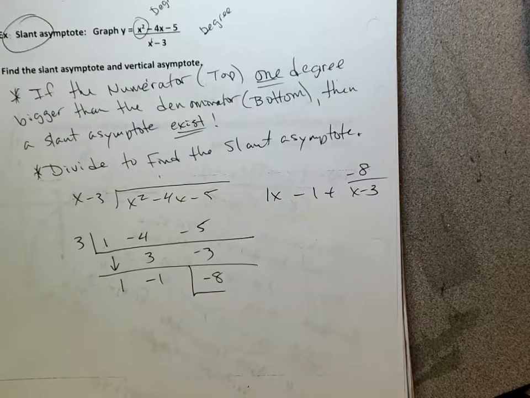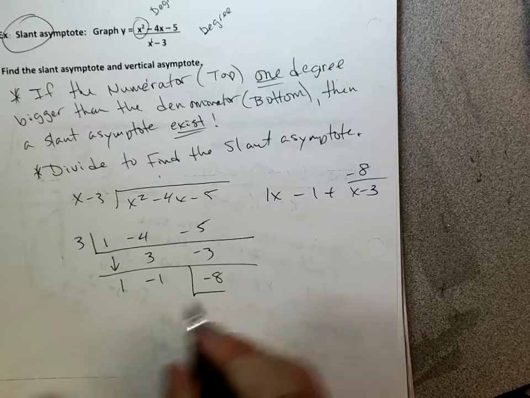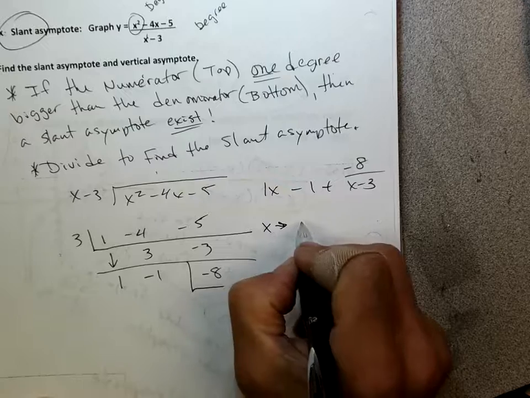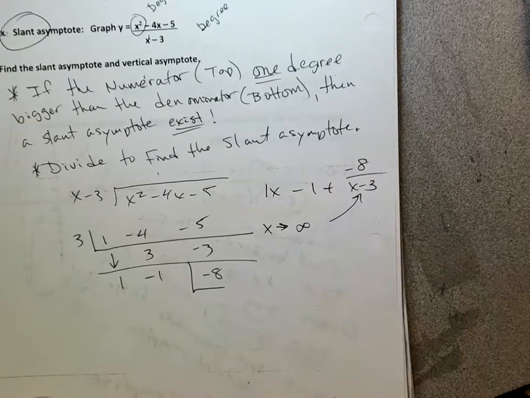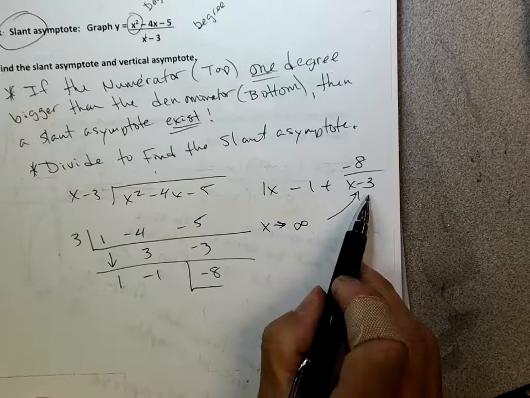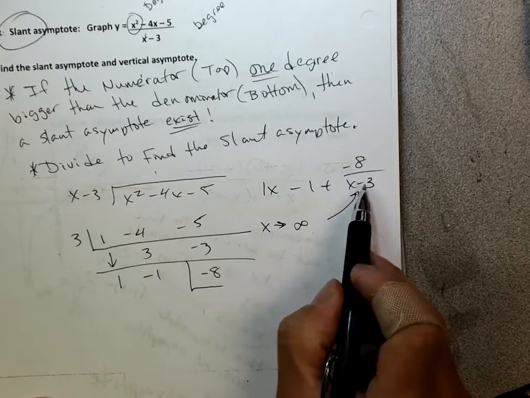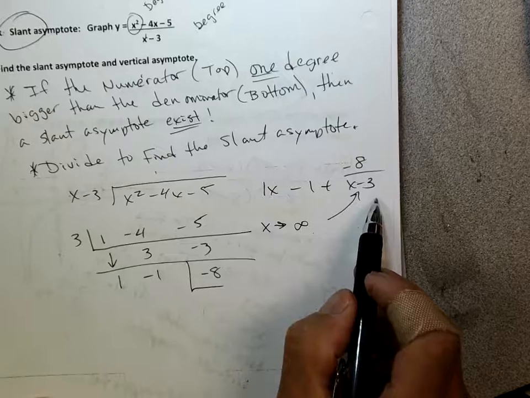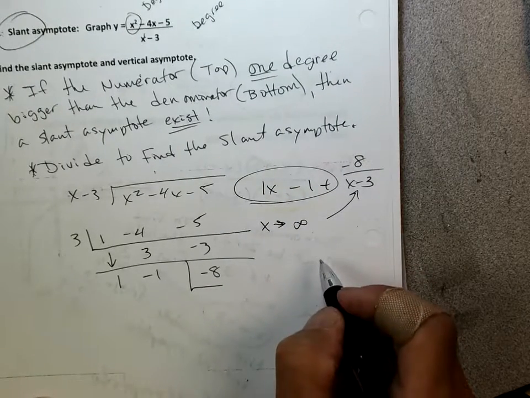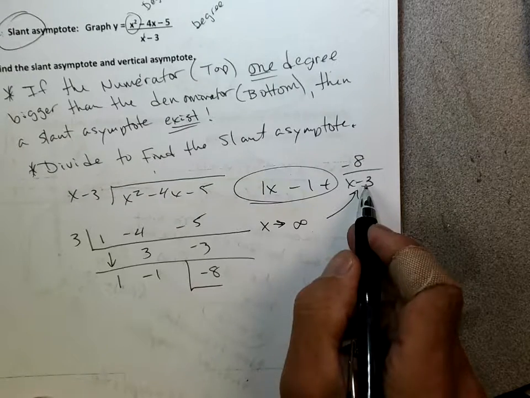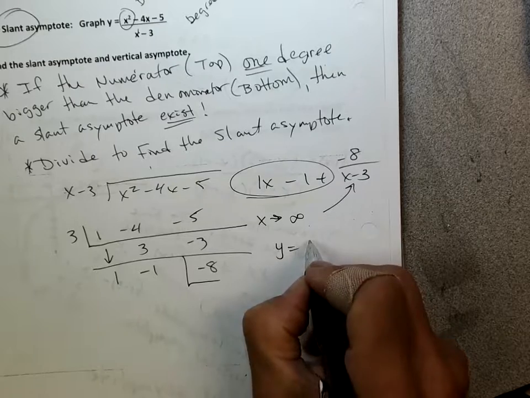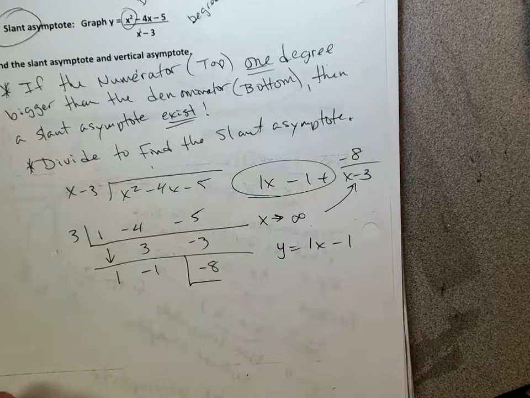Now, as x approaches infinity, this part right here becomes 0, because you'll get anything over infinity. Remember we talked about anything over infinity is just 0? So our slant asymptote is this right here. The remainder will go to 0, but this is my slant asymptote. It's the equation y equals 1x minus 1.